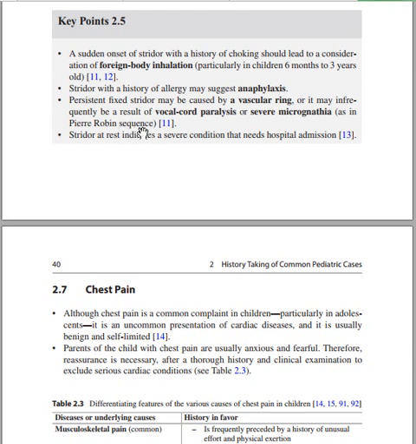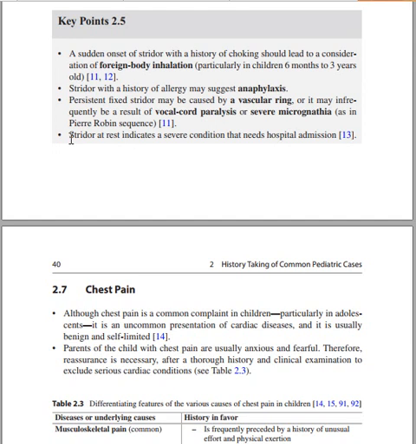So Pierre-Robin sequence. If you have a persistent fixed stridor, a stridor that is persistent, so it is not recurring over a period of time, you think of a vascular ring. You also think of vocal cord paralysis, and severe micrognathia, with persistent stridor occurring in Pierre-Robin sequence. What is micrognathia? Micrognathia just means immature development of the mandible. So these patients usually have a very small chin.